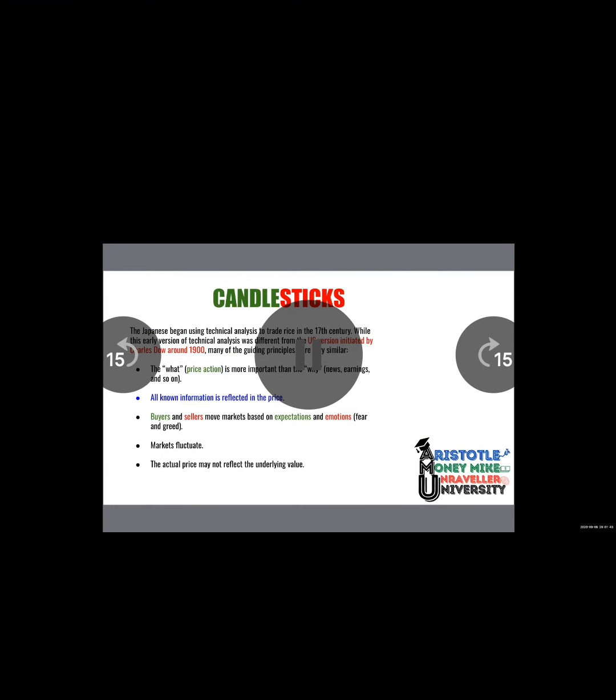Candlesticks is what you guys will be learning, right? The reason you need to learn candlesticks second is because candlesticks are the base of your trading. They're going to be the most important part.